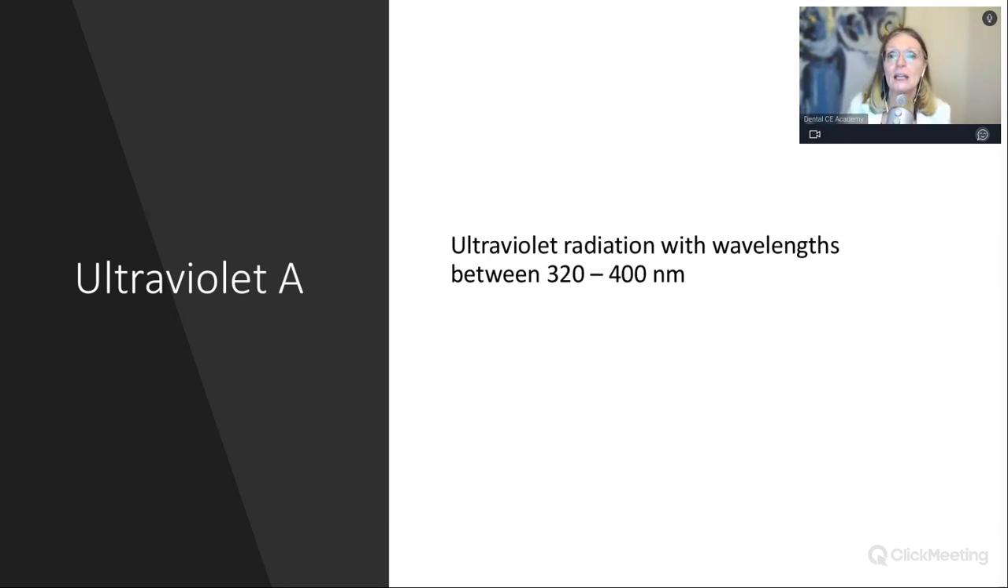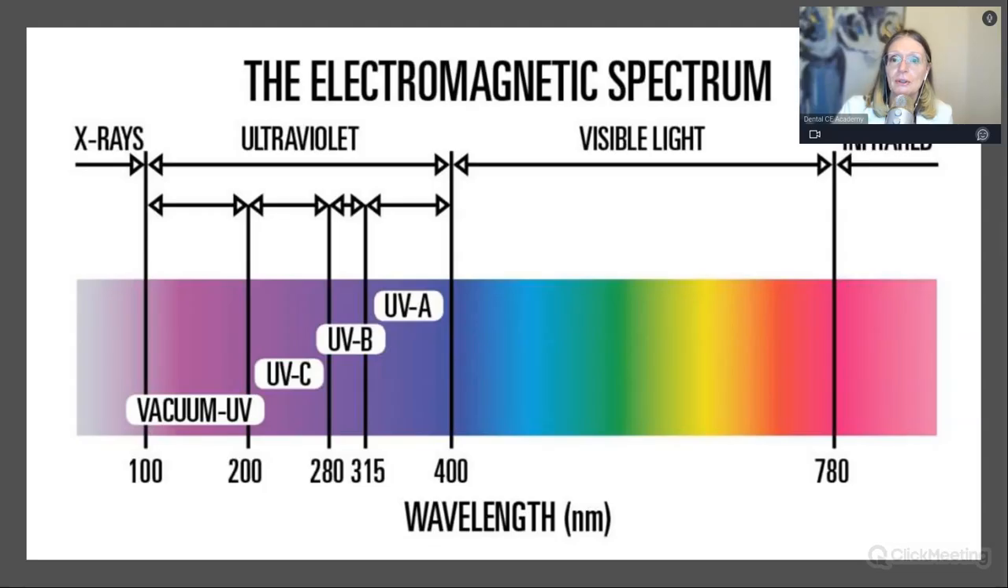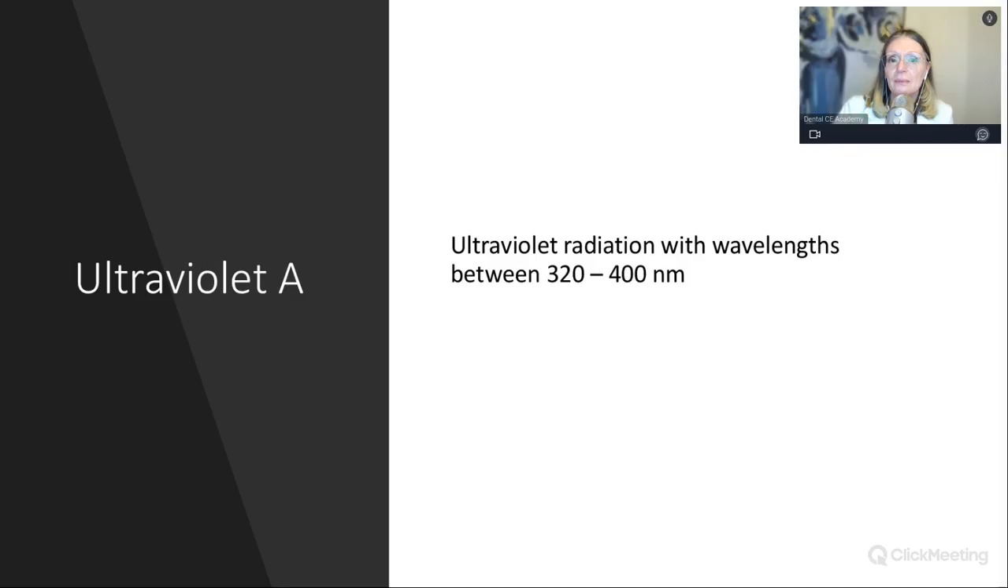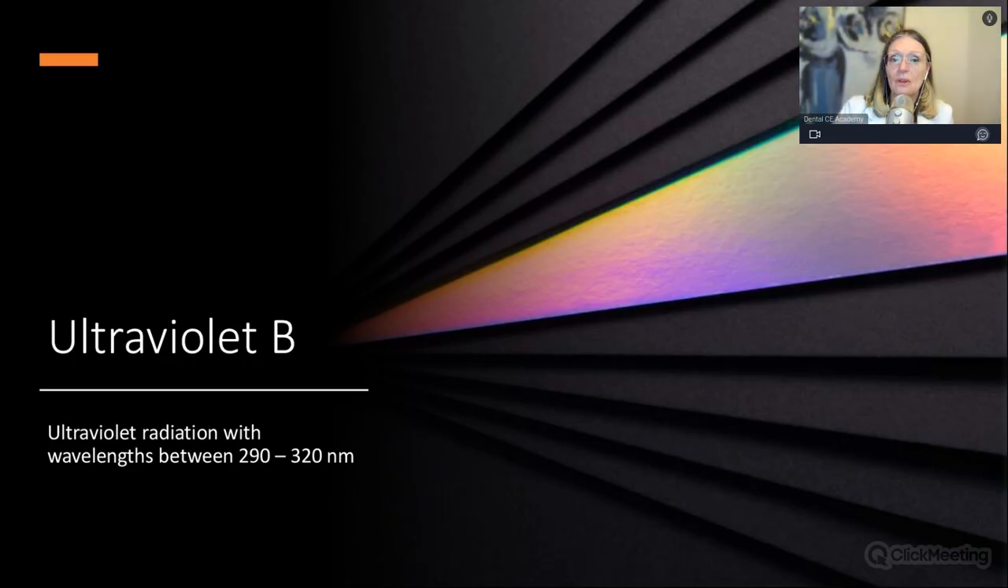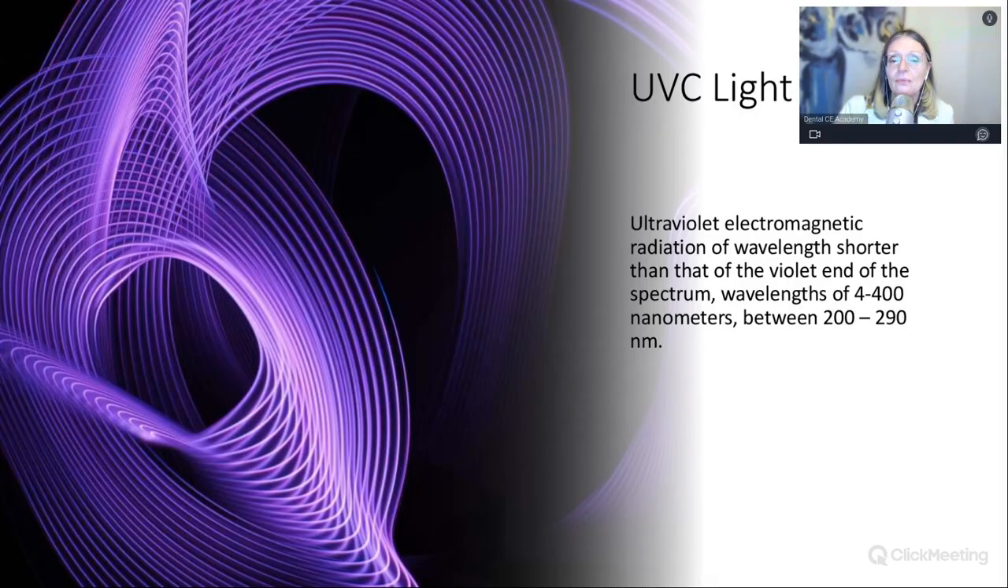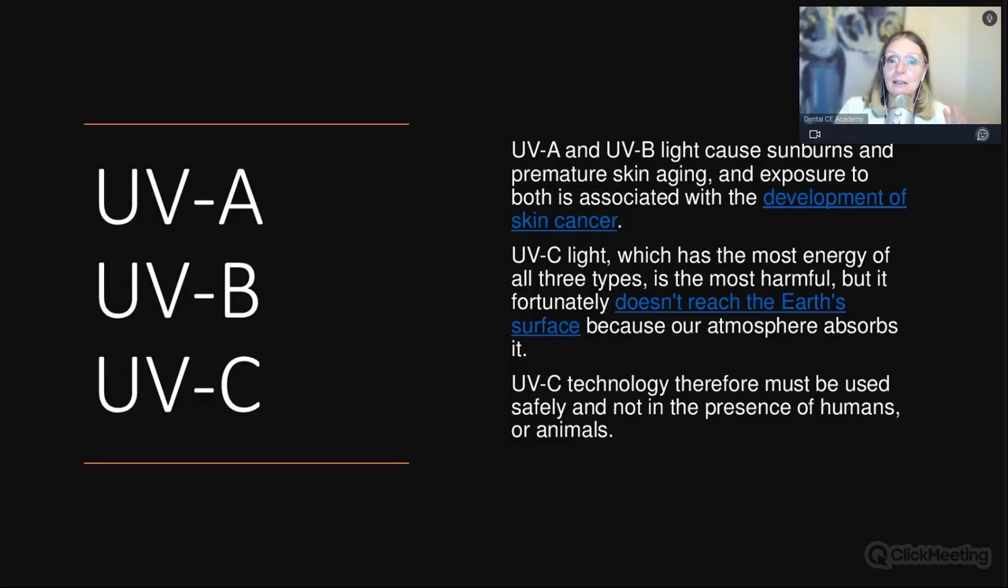Okay, so ultraviolet radiation, ultraviolet A, wavelengths between 320 and 400 nanometers, which we saw here. And then ultraviolet B, radiation between 290 and 320. And as we said, UVC, ultraviolet C, these are shorter wavelengths than that of the violet end of the spectrum, so somewhere between 200 and 290. And Danny will talk to you about that 240 being the sweet spot.